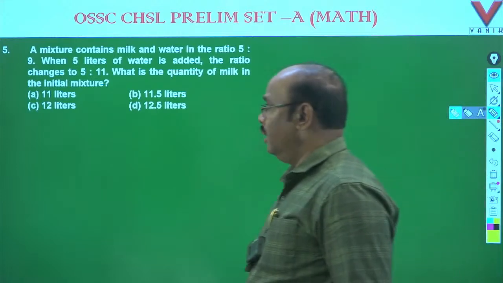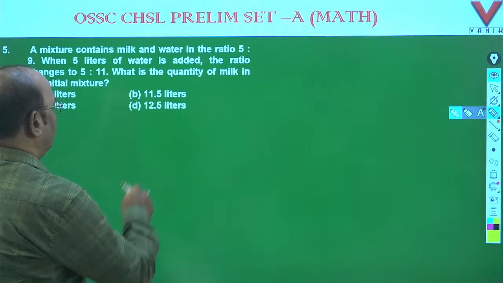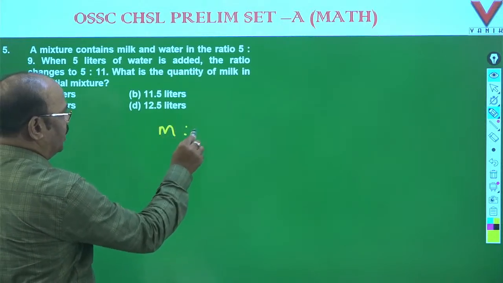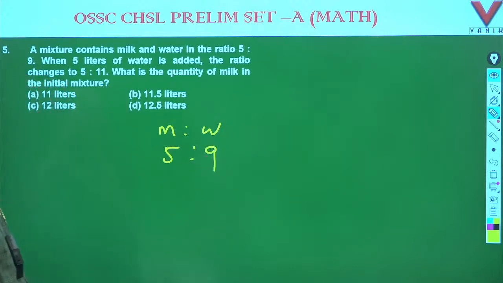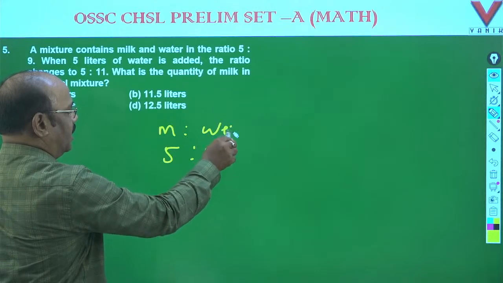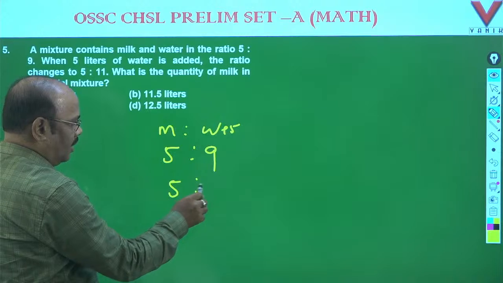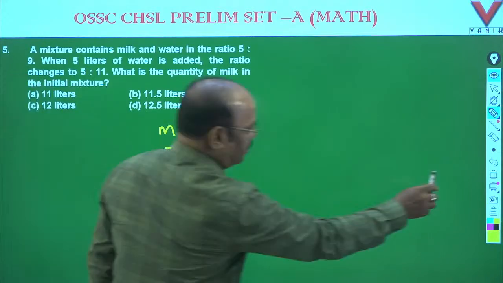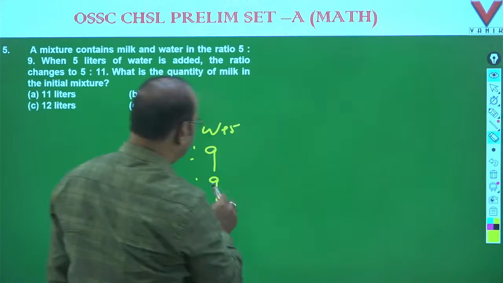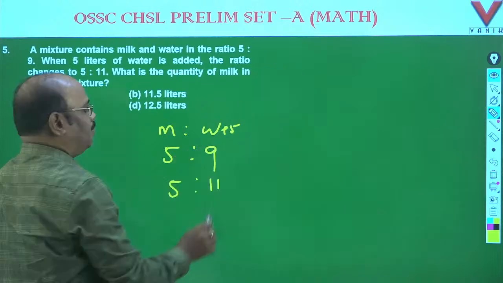A mixture contains milk and water in the ratio 5:9. When 5 liters of water is added, the ratio becomes 5:11. Since the milk quantity is constant, the ratio is 5:11. Now, how much part of water is added?